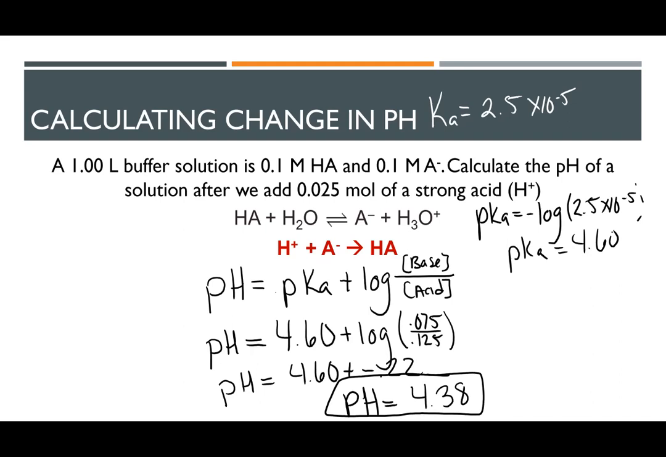So two-part problem. Step 1, determine how the addition changes those initial concentrations. Step 2, use the new concentrations to calculate the pH.